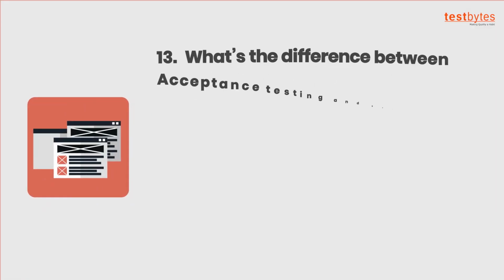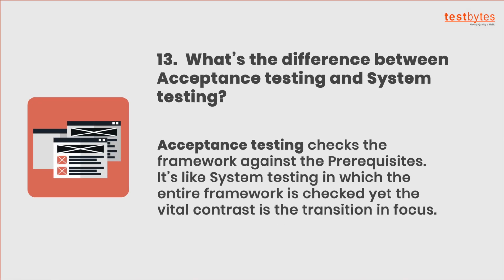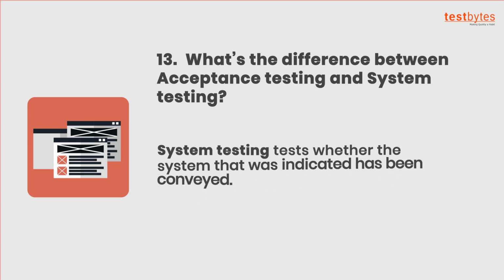Number 13. What's the difference between acceptance testing and system testing? Acceptance testing checks the framework against the prerequisites. It's like system testing, in which the entire framework is checked, yet the vital contrast is the transition in focus. System testing tests whether the system that was specified has been delivered or not.